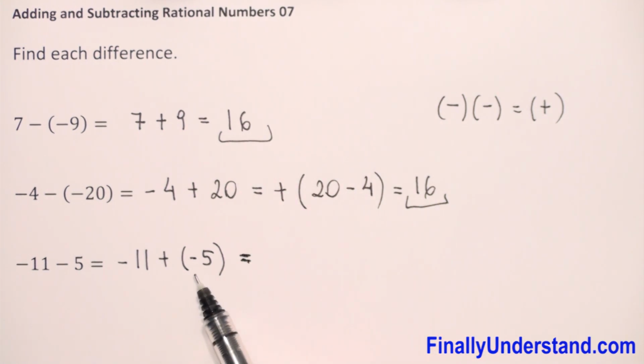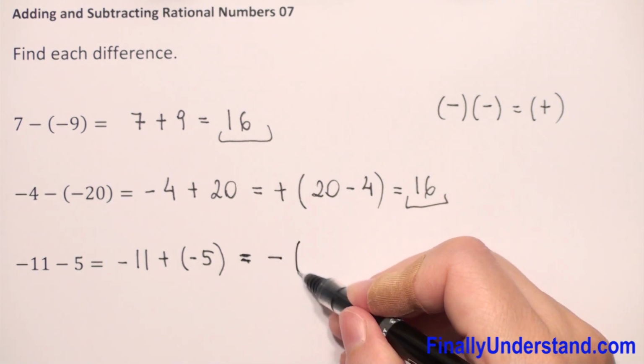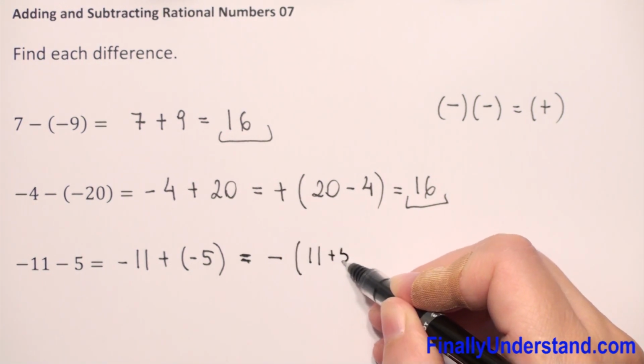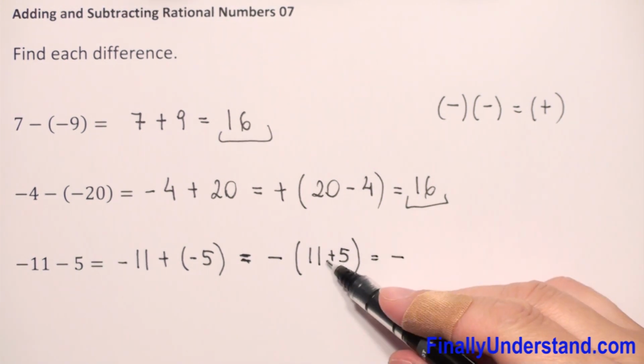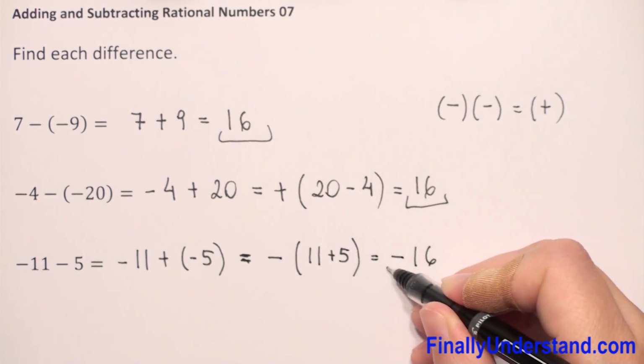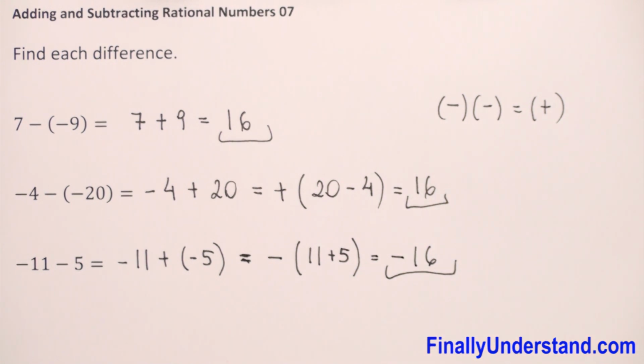Now we have addition of two negative numbers. So we copy the negative sign and we just add these numbers, 11 plus 5. So this is equal, the negative sign we rewrite, 11 plus 5 is 16. So this is my solution.